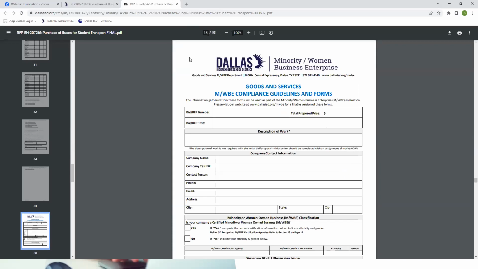Now, I also informed you that the MWBE forms are a part of each solicitation within Dallas ISD. As you can see, this is an active RFP on the website right now, and there are the MWBE forms. Now, we do have the fillable MWBE forms on the MWBE website. And if you look right here, it says visit our website for the fillable version of these forms.